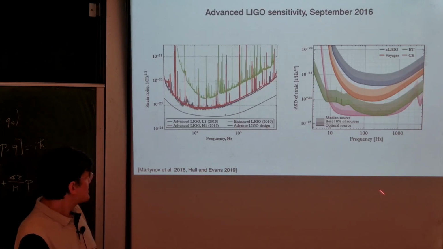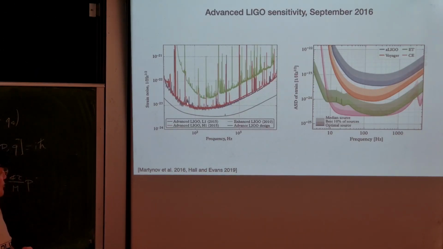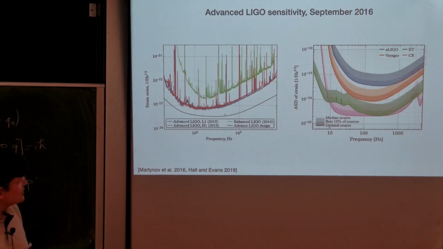And this I showed last time. This is what was achieved for the first detection, still a factor of a few away from design, maybe a factor of 5. It's more like 3, better than initial LIGO, and this is what the future designs will try to achieve.